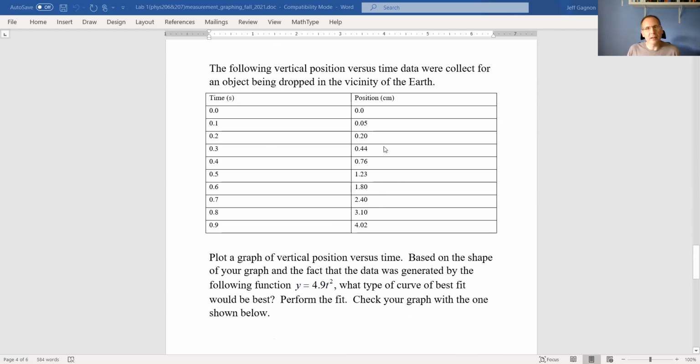And then the last part of this first lab is I give you another table. So now this is the position versus time data for an object being dropped, just like released in the vicinity of the Earth's surface. And for each of these particular times, this is the position of the object as it falls. So think of like 0 centimeters is right when you drop it, and then downwards positive.